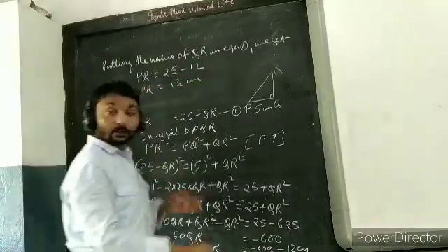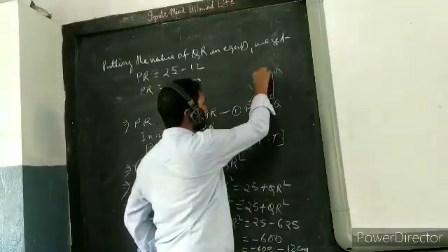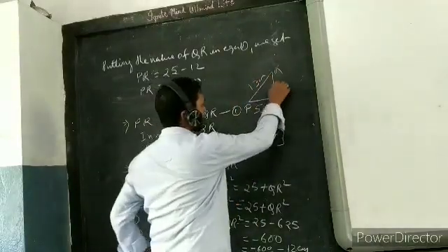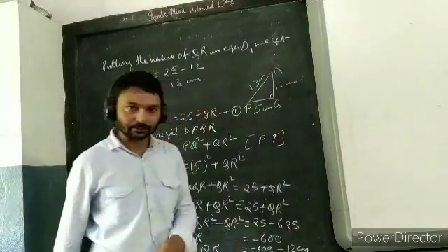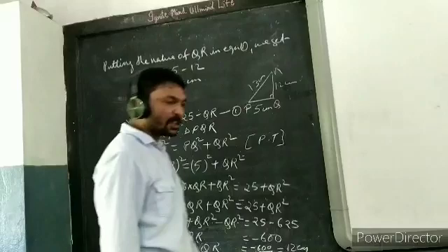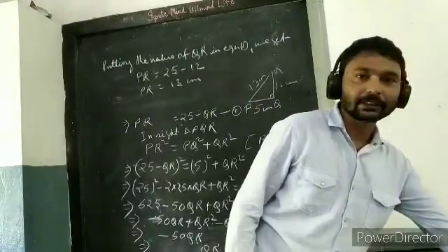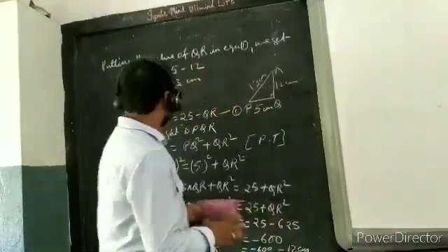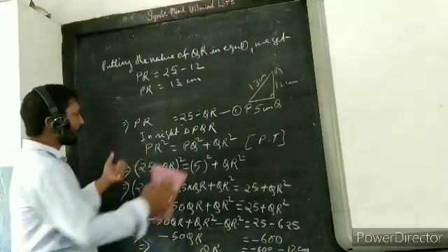Now see, we got PR equal to 13 centimeter, I am writing for your convenience, and QR equal to 12 centimeter. Now we have to find what? Sin P, cos P, and tan P maybe. Yeah, exactly that one. Now, just I am finding tan P.